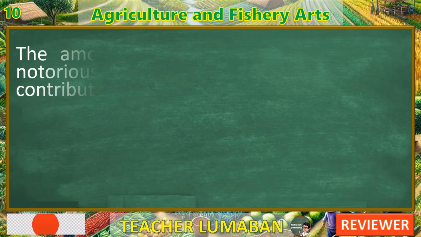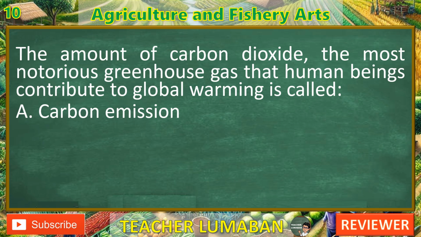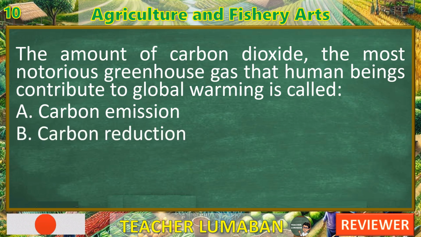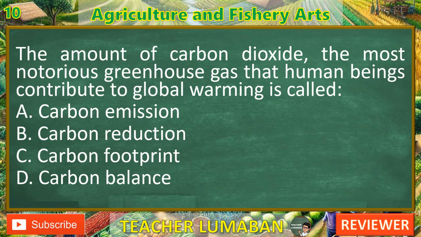The amount of carbon dioxide, the most notorious greenhouse gas that human beings contribute to global warming, is called: A. Carbon emission. B. Carbon reduction. C. Carbon footprint. D. Carbon balance. In the next 5 seconds, select the best response from the available options. 5, 4, 3, 2, 1.